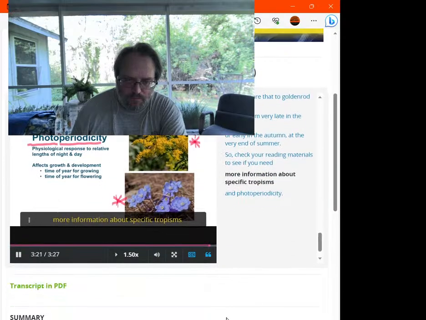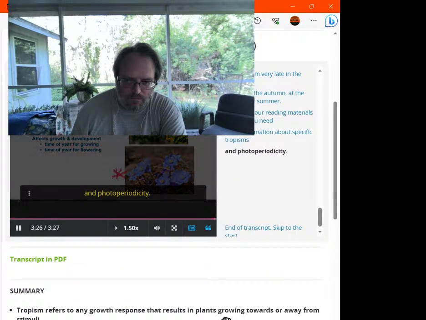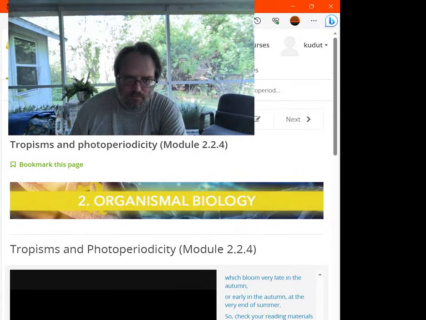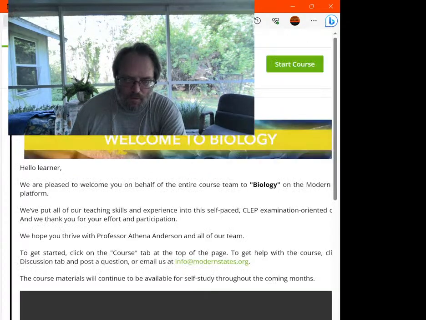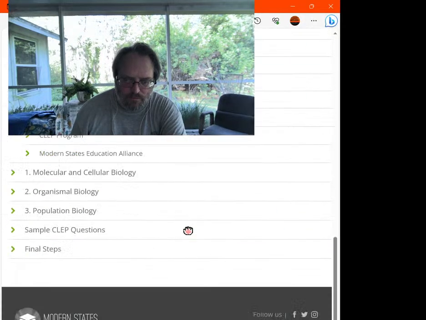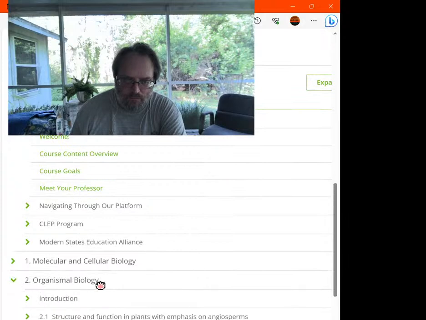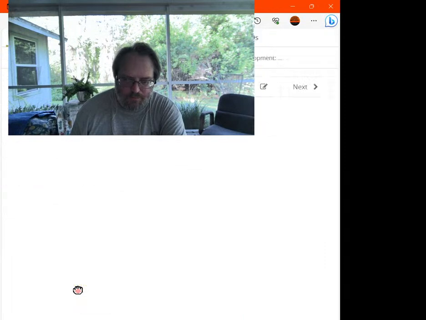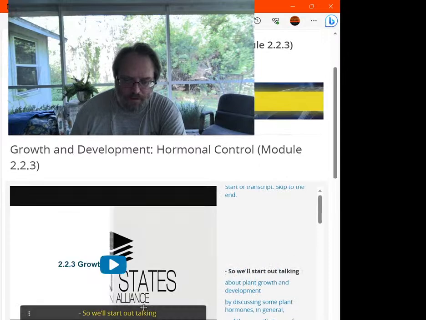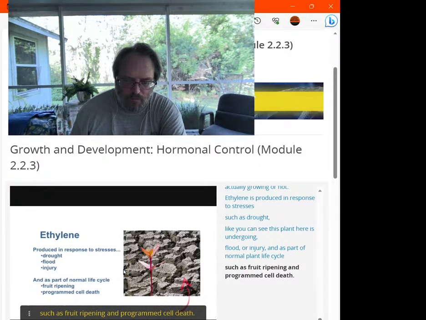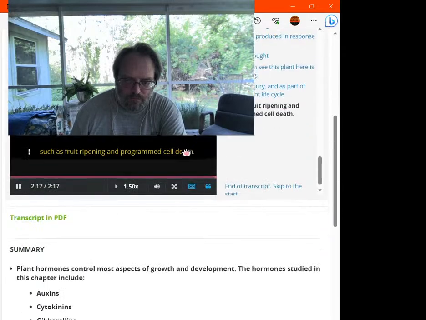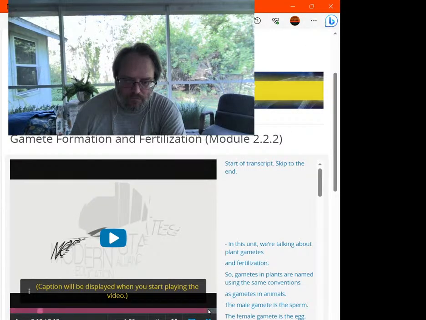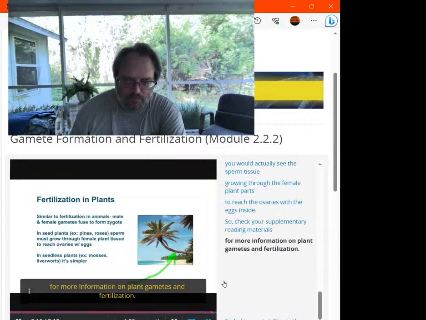To see if you need more information about specific tropisms and photoperiodicity. Ripening and programmed cell death. Gametes and fertilization.